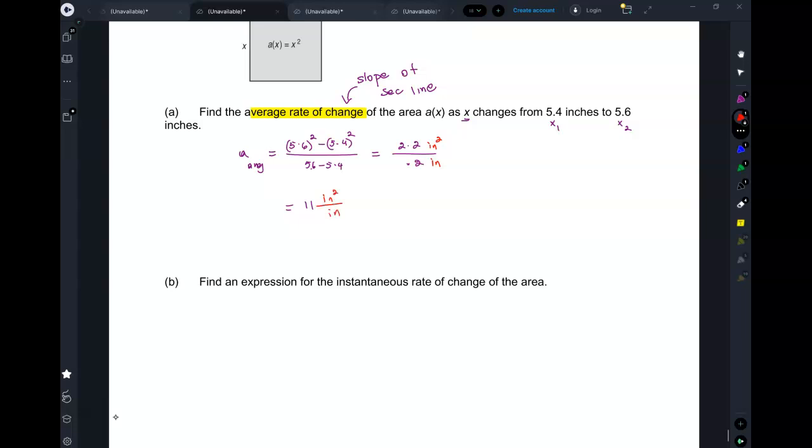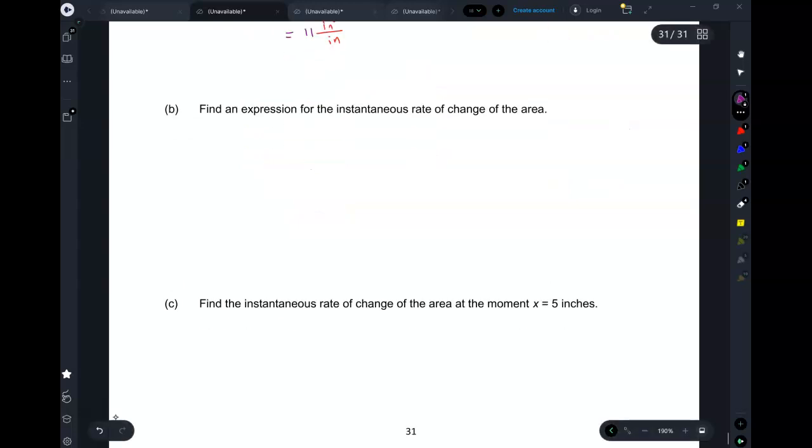You can't cancel those. You know why you can't cancel those? Because what is a square inch? That's a square inch. What is 1 inch? It's that. These two are different quantities. They're completely different things. They're not the same thing for you to be able to cancel. Okay? So the unit is going to be inches squared per inch. Okay. So go ahead and do this one.